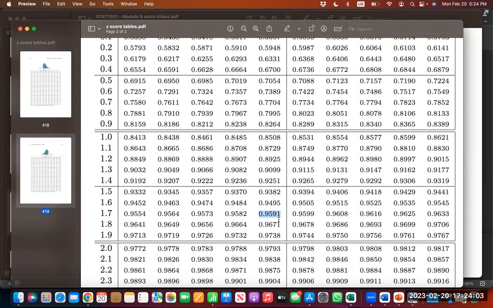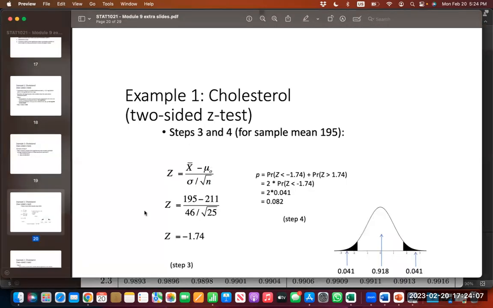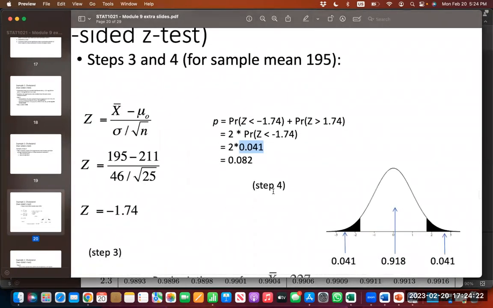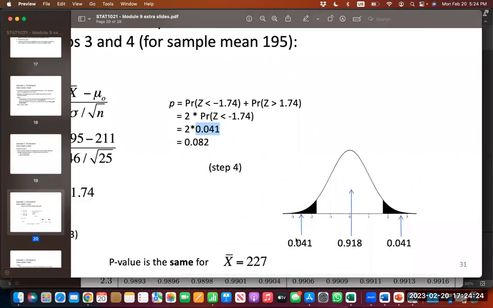That gets you the same, 0.0409, again. So now we have 0.041, but because it's a two-sided test, this is where the catch is. For a two-sided test, you have to consider this 0.041 for both sides. And that's where it's getting tricky.